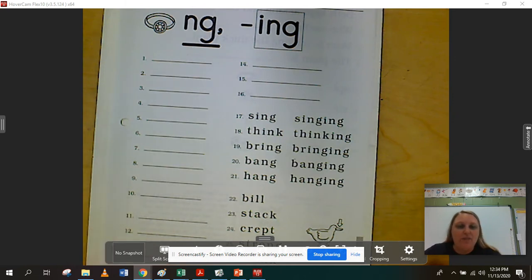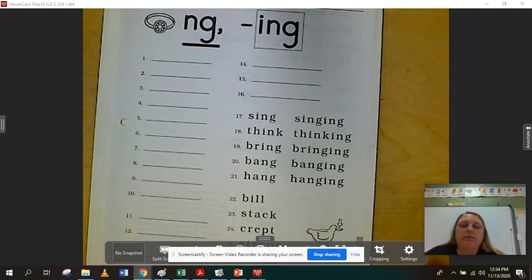All right, number 1. Write the initial sound for the word that. That is my book. Number 2, initial sound again. Write the initial sound for the word thimble. Thimble.